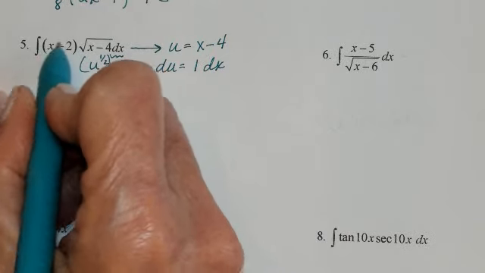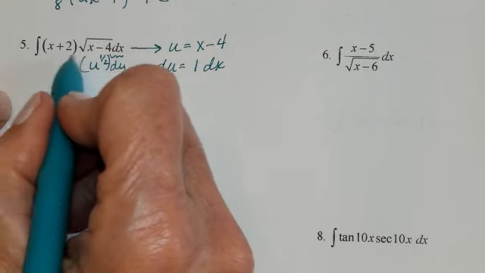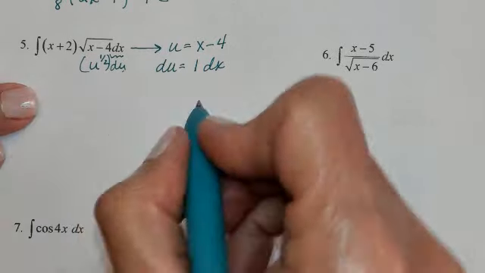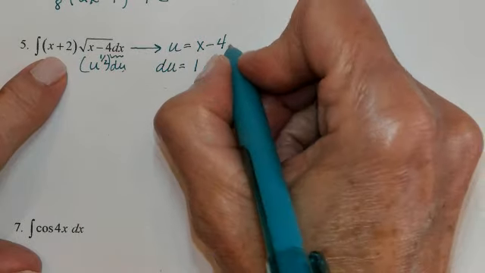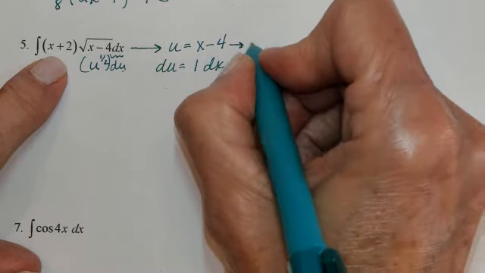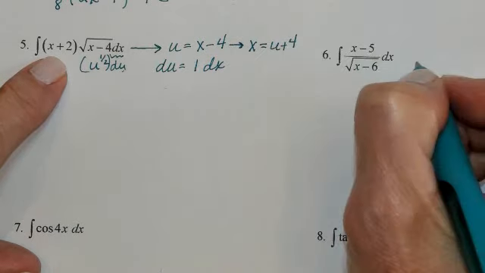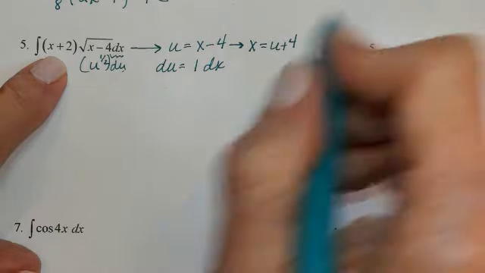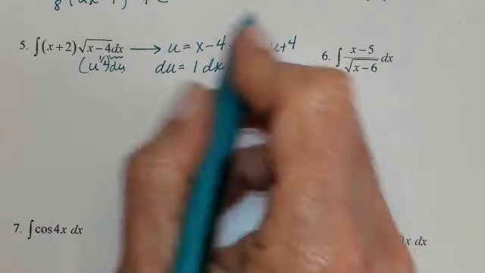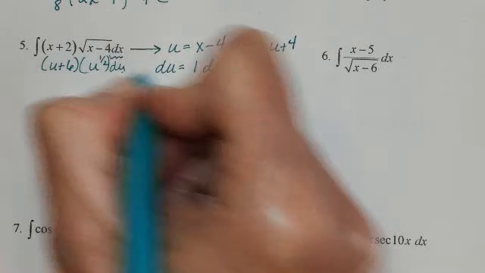What do I do with this though? I have to change it to something with u's in it. What happens here? Well, keep in mind, u is x minus 4, so what is x? x is u plus 4, right? So in place of this x, I can put u plus 4, and then it becomes u plus 6.